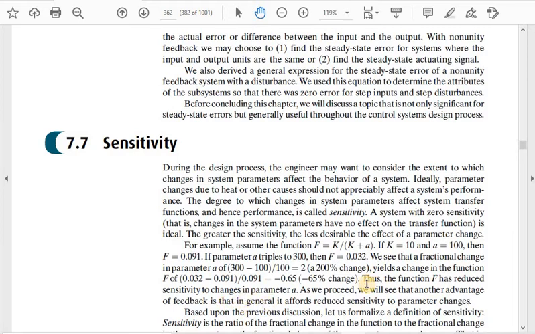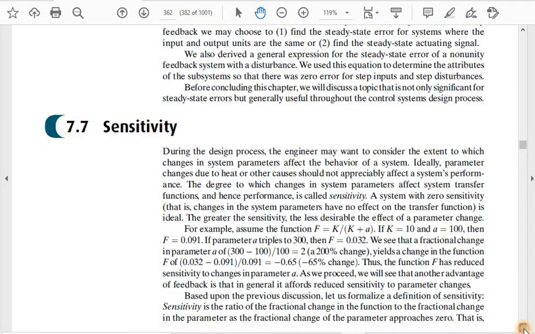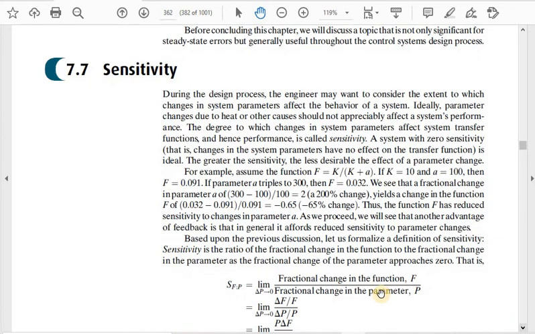So the main idea is that sensitivity analysis tells us, if we have changes, how much we get in the performance of the system. From here we define sensitivity as the ratio of the fractional change in the function to the fractional change in the parameter, as the fractional change of the parameter approaches 0. That is, the formula is the fractional change in function F over the fractional change in parameter P.